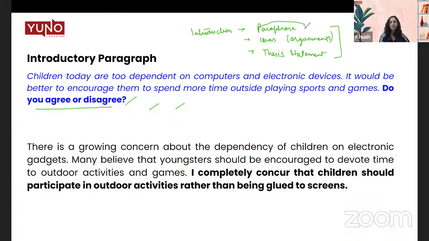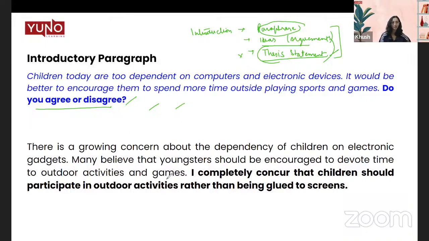When I say paraphrase, that means the examiner should get the essence of the question within the introduction itself. That when I read this introduction, I understand what this essay is about without even reading the question. That is the essence of paraphrase. Ideas will give a brief idea that this is what I'm going to discuss in my essay, if you want to. Thesis statement, very, very important. You cannot skip this. Thesis statement means what is my stance on this? Without even reading the entire essay, the examiner knows that you agree or you disagree.